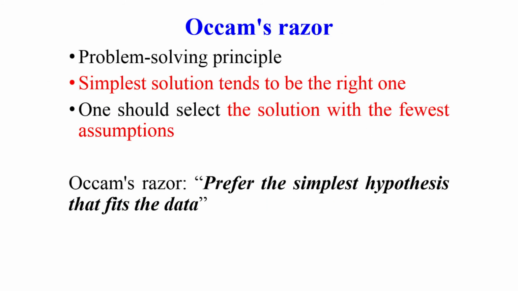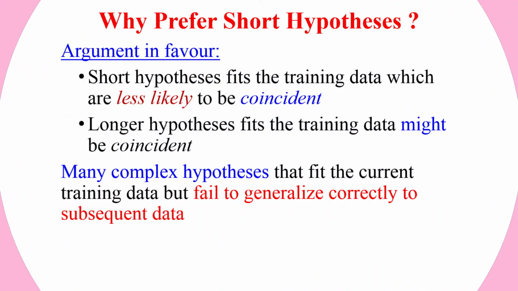Occam's razor. Occam's razor is a problem solving principle. It states that the simplest solution tends to be the right one. When presented with competing hypotheses to solve a problem, one should select the solution with the fewest assumptions. Occam's razor states that we prefer the simplest hypothesis that fits the training data. Why prefer short hypotheses? There are two arguments here, one in favor and one in opposition.